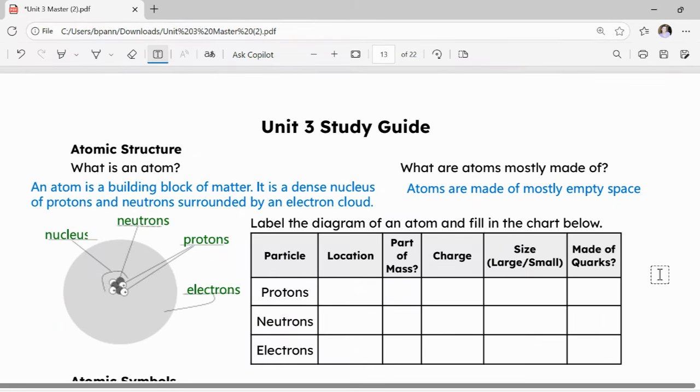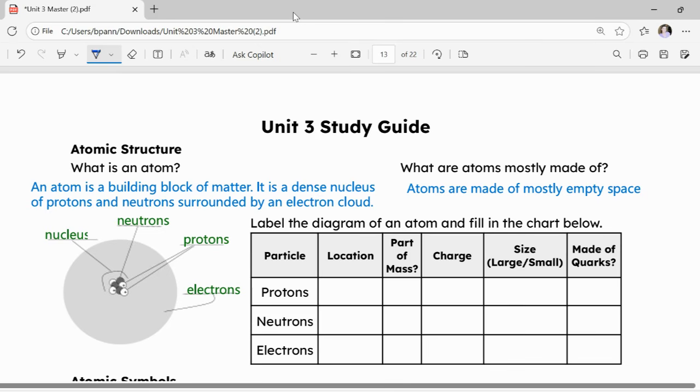We also know that atoms are mostly made of empty space. Now let's fill in the diagram shown. In the center of the atom, we have the nucleus. It is made of neutrons and protons. In this picture, make sure you label the protons as the ones with the positive sign. Surrounding the nucleus are the electrons. In this picture, the electrons are shown in a cloud, which matches our most current model of the atom. Now let's fill in this diagram and fill in the chart below.